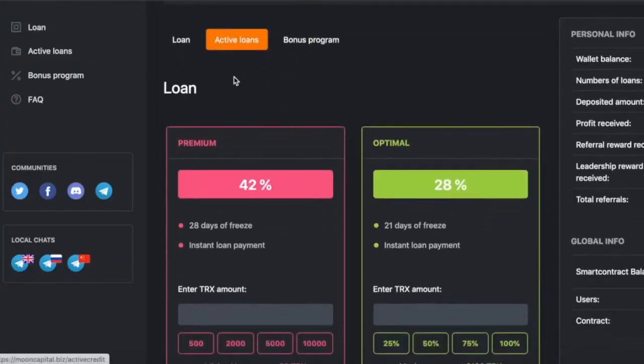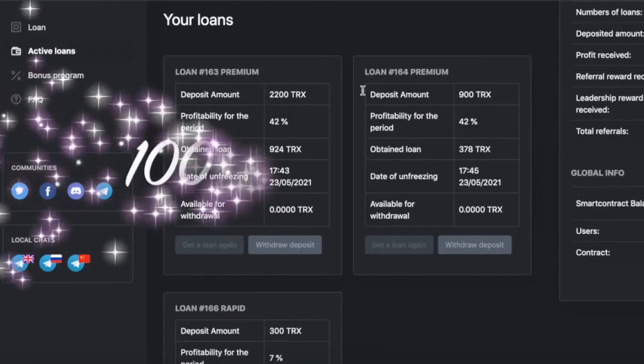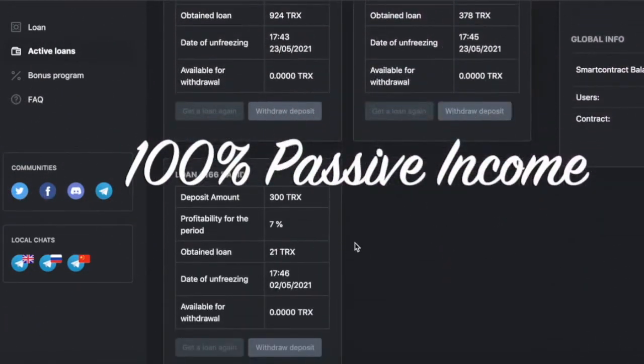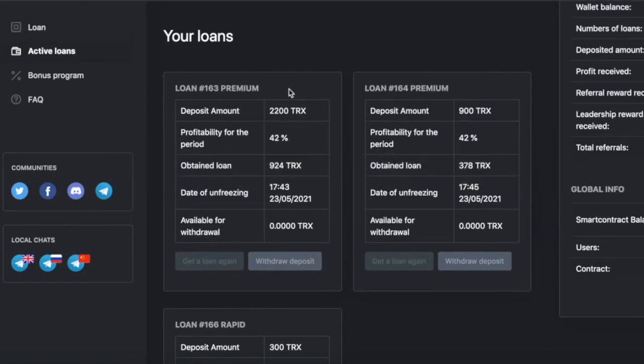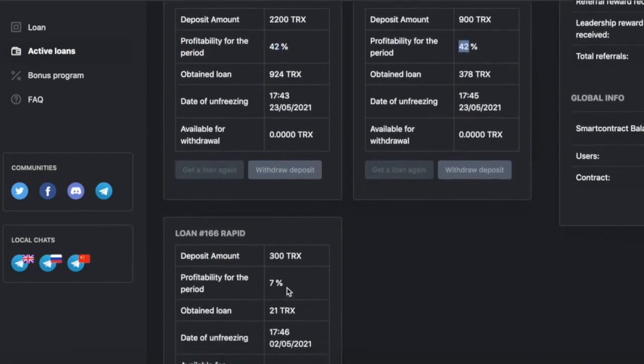So they've got this Tron one. If I go into here, my active loans, I've got one, two, three loans running with them at the moment. What I did was I opened up the first loan, and the 42% that they paid me, I opened up the second loan. Then they paid me another 42% and I opened up the third loan. So I've got three loans running, and I used the money that I made from the loans running and put it into the profit to compound it up. All I've got to wait now is this one's going to run for 28 days, this one's going to run for 28 days, and this one's going to run for 7 days.